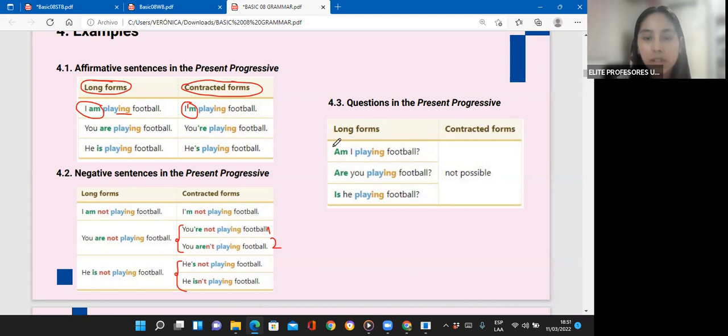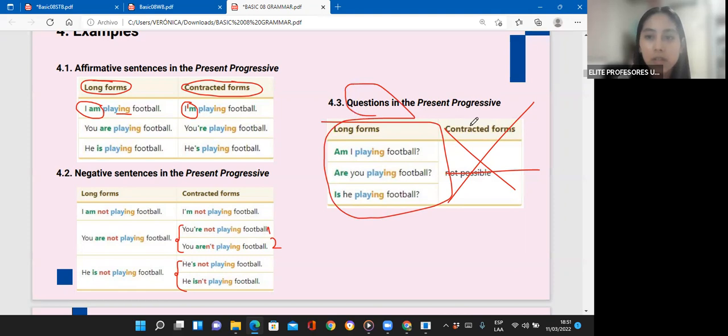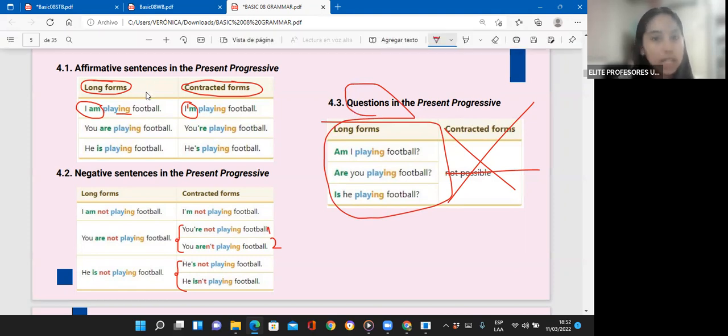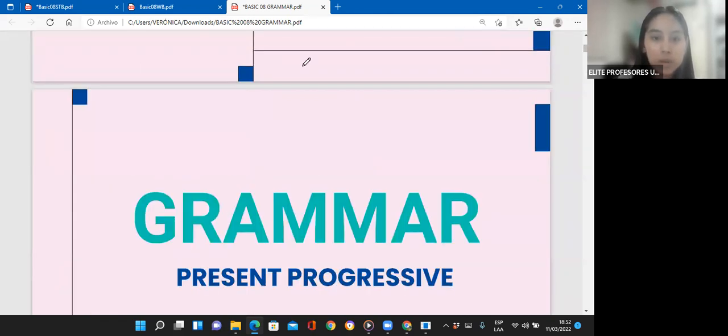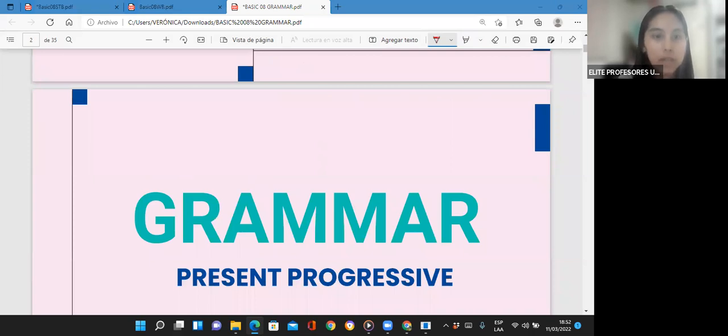Questions. Am I playing football? Are you playing football? Is she playing football? And we don't have contracted forms in this case, okay? It's not possible. So just in long forms. Just when we talk about questions, there is no contracted form, okay? So that would be it about the present progressive. Okay, questions?